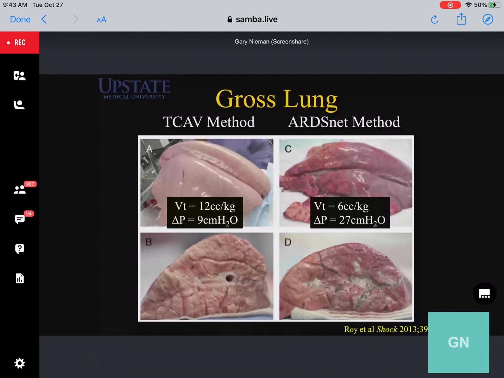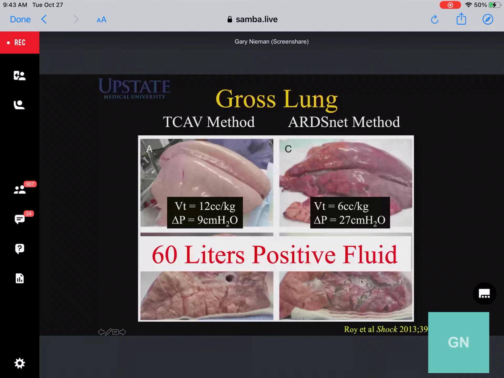And you can see in the cut surfaces here, there's no edema in the airway or the interlobular spaces, and a great deal of edema here, and you can see the interlobular edema. And of interest, these animals, including the TCAV, since we don't control the septic source, we leave the bacteria in the abdomen to cause a raging sepsis for the full 48 hours. They were as much as 60 liters positive with fluid, and still we pull out a normal, non-edematous lung.